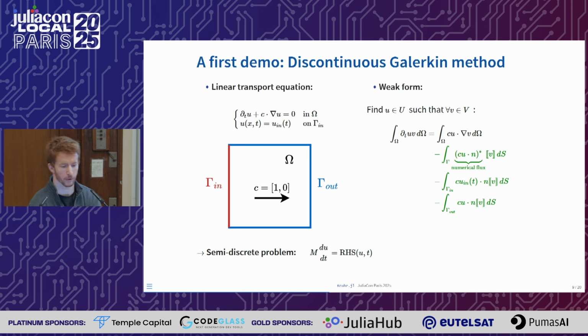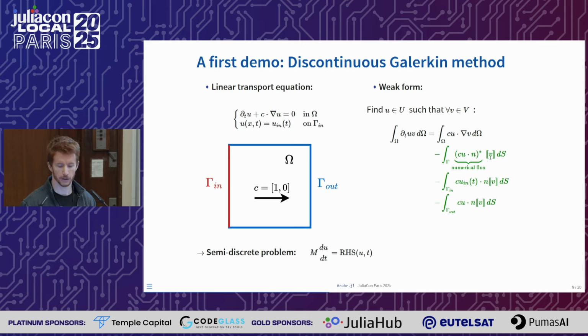So now let's move on to another example with the discontinuous Galerkin method. For that, we can consider, for example, a simple linear transport equation. And here you have the weak form. With the discontinuous Galerkin method, what is new is that we have to deal with face contributions because the solution is discontinuous across cells.